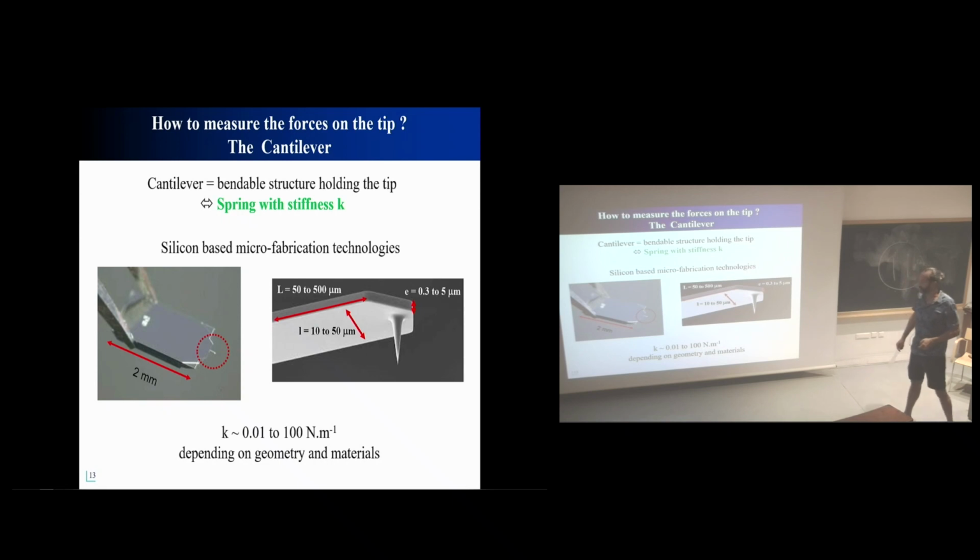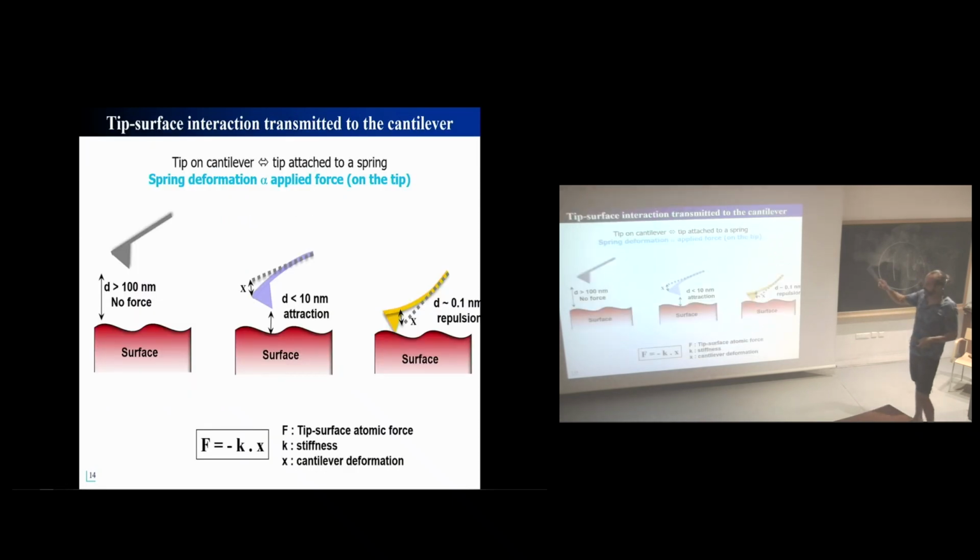And the K can be modified essentially by changing the geometry of these things, or also you can change the material. So it ranges from fractions of Newton per meter to hundreds of Newton per meter, depending on what we want to do with this. Okay, so first, the concept is very simple.